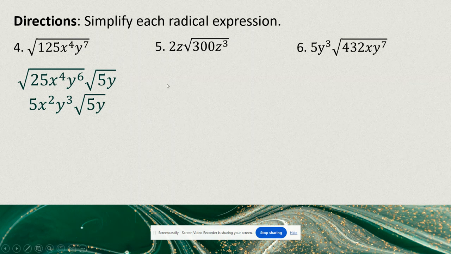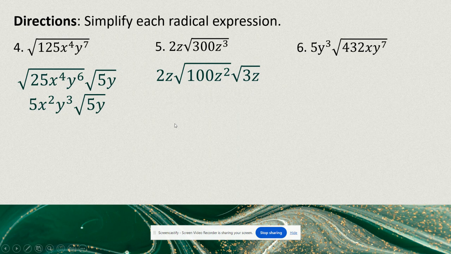Okay? Number 5 is going to be kind of similar. The only difference with number 5 is that we have a coefficient out front. So I have 2z times the square root of 300z cubed. Of course, we know we're going to have to do some work with both things under this radical because 300 is not a perfect square, but there is a perfect square that goes into it. And z to the 3rd is to an odd power, so we're going to have to work with that too. Now, this 2z is going to have to stay out front. Again, everything we can evaluate, we're going to put under the left radical, 100z squared, and everything we can't, we're going to put under the right, the square root of 3z.